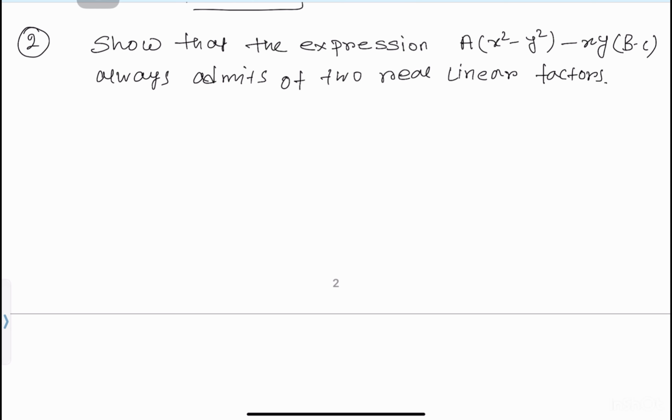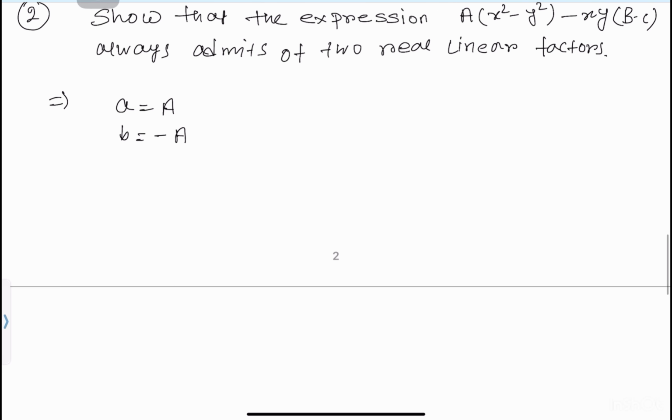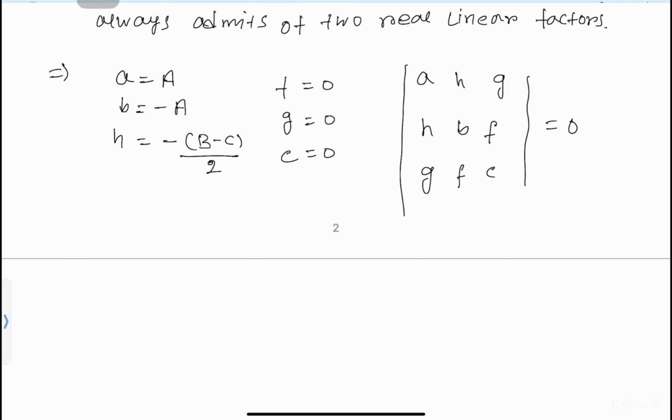Here you again have to compare with the general format. Capital A equals a, b equals minus 1, h equals minus b minus c by 2, and f is 0, g is 0, and c is also 0. Now you have to check the determinant of a, h, g, h, b, f, g, f, c, so that this is equal to 0.